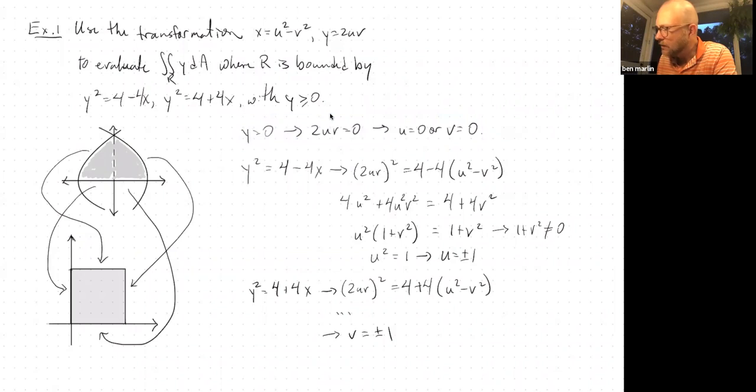So for this one here, we're coming through and saying y is equal to 0. Well, y is 2uv, so 2uv has got to be 0. If you multiply 3 things together and get 0, one of them had to be 0. So either u is 0 or v is 0, one or the other, okay? And that's going to get a little funky here in a sec, right? Then for the y squared equals 4 minus 4x, we're just going to substitute in here and have the 2uv quantity squared equals 4 minus 4 quantity u squared minus v squared, which is a mess, right?